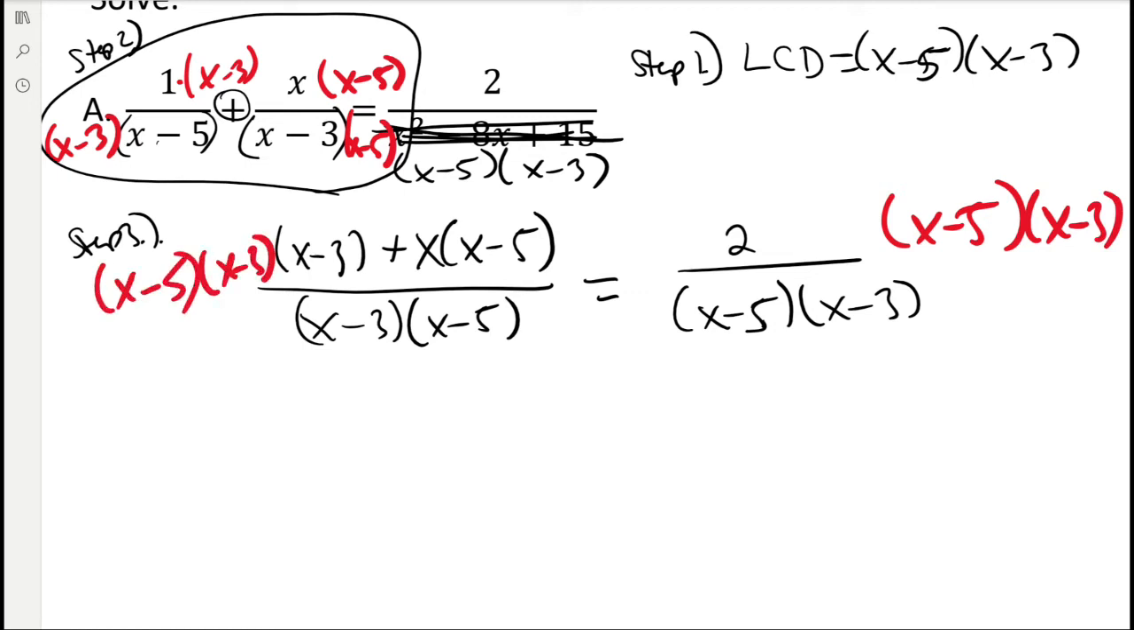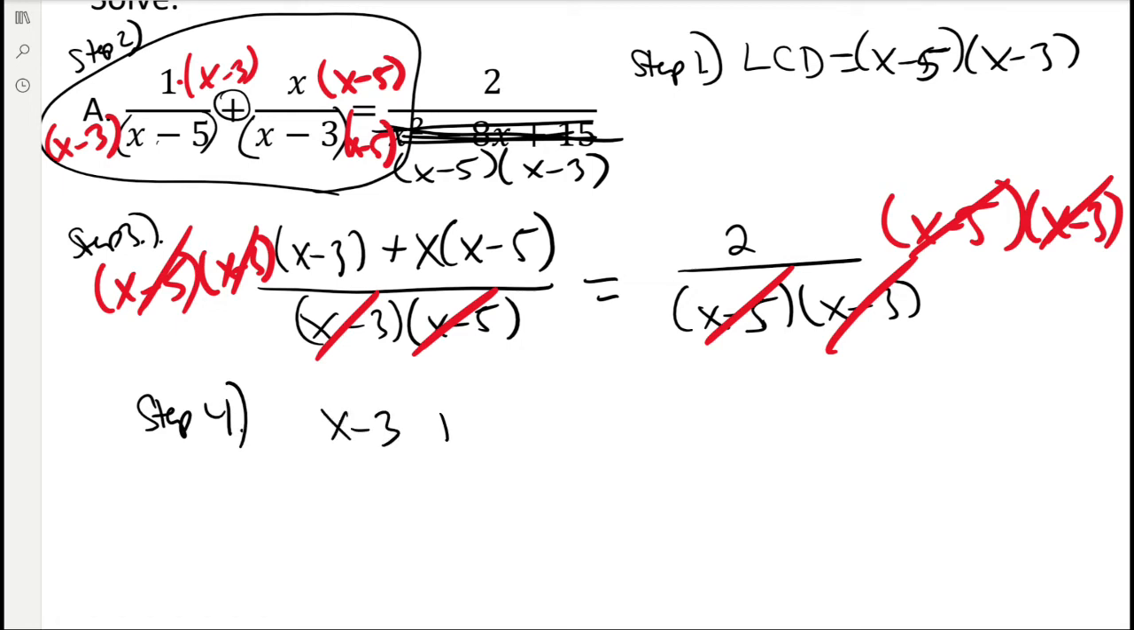Notice that they cancel out, which leaves us with step 4, which means we'll just have the numerators equal to each other. So we have x minus 3 plus x times x minus 5 equals 2.